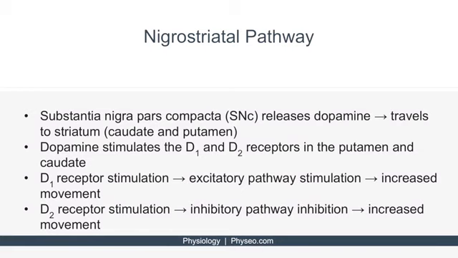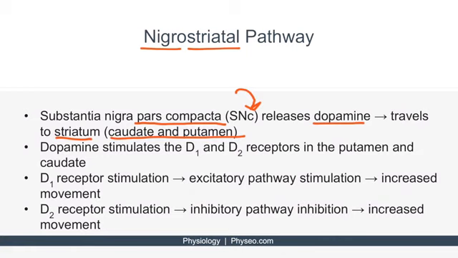So the substantia nigra is divided into two parts. The part we're concerned about is the pars compacta, hence the C in this SNC. Now this releases dopamine, which travels to the striatum, so the caudate and putamen. Hence the term nigro, as in substantia nigra, and striatal, as in striatum.